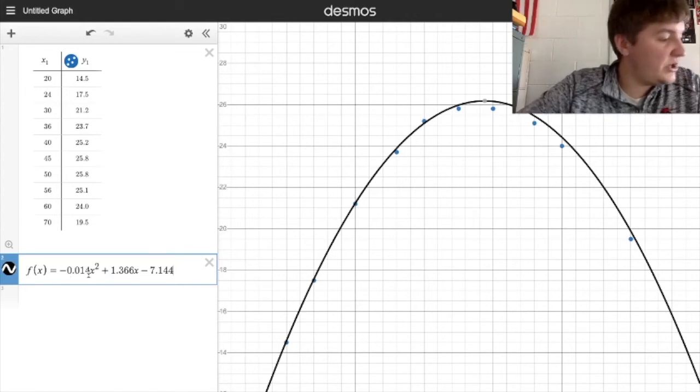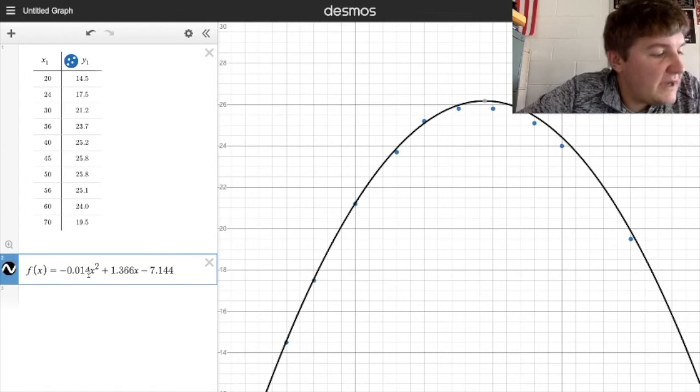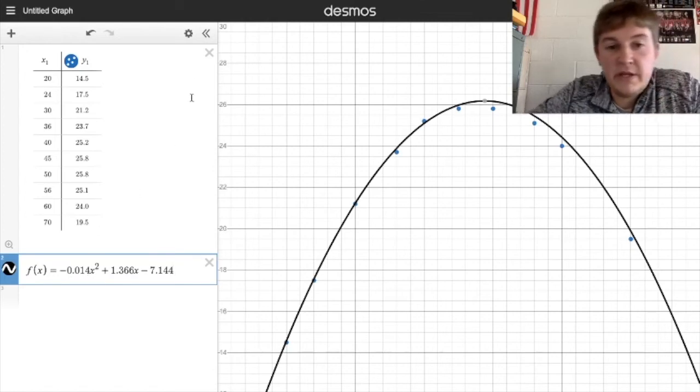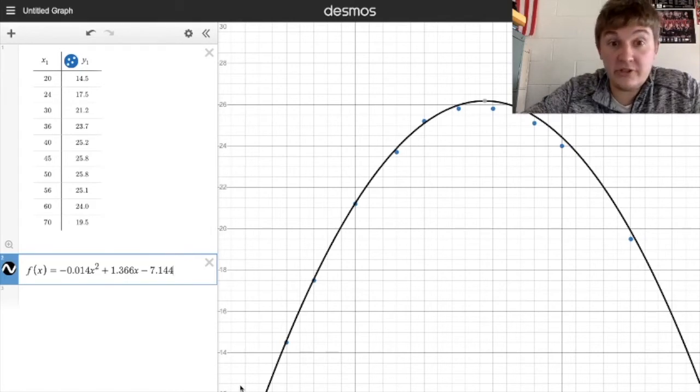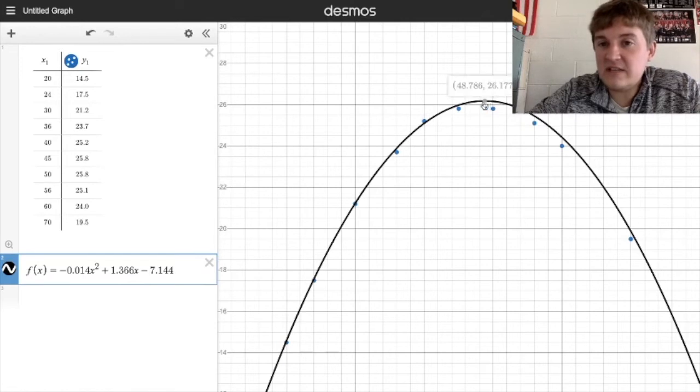Okay, so what does the question ask? It wants us to use the data to approximate the optimal driving speed. So this is my miles per gallon in my car, and this is my speed. So at what speed do we want to go to maximize my fuel efficiency? If we look at our curve here, to maximize the fuel efficiency, we're looking for the maximum value. And on Desmos, it's very nice. It gives you this.